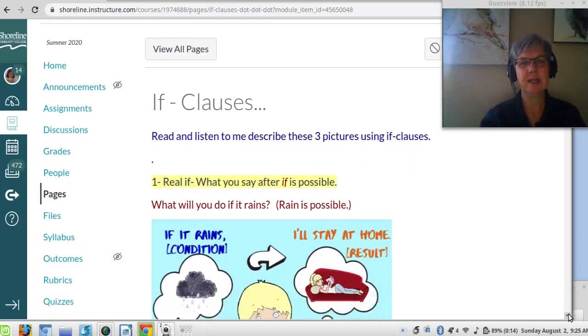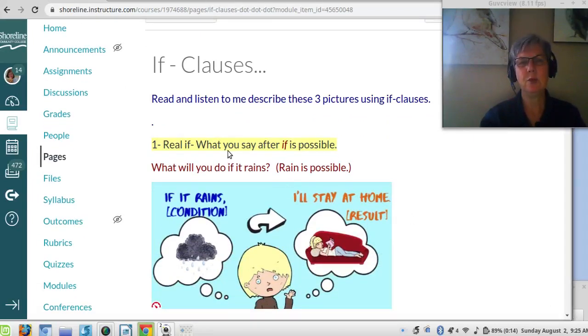Real if. Real if means what you say after if is possible. It might happen. What will you do if it rains? That means that rain is possible. Will, present tense. If it rains is the condition, I will stay at home is the result. The condition is if it rains because it might rain, 50-50.